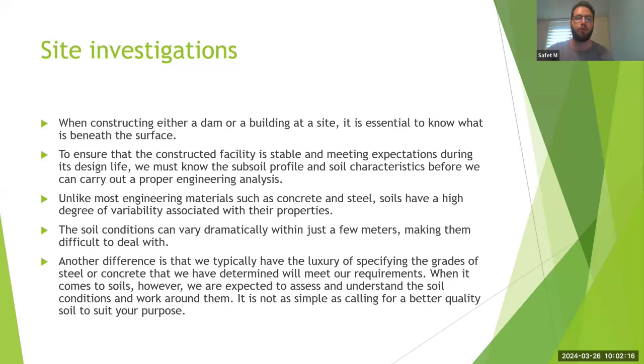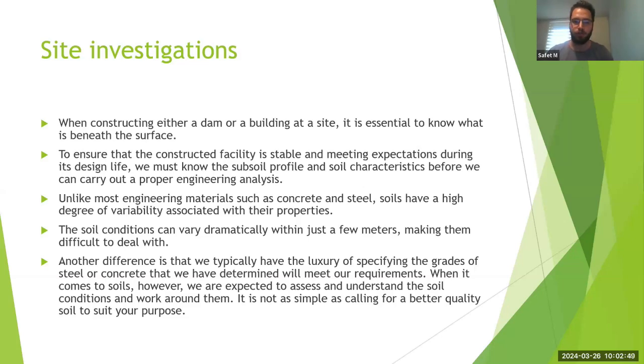Of course, before you design the geotechnical investigations, you will have the architectural plan of the design, so you actually know what you're dealing with. Unlike most engineering materials, such as concrete or steel, soils have a high degree of variability associated with their properties. When we speak about steel and concrete, we know a lot about them. We know a lot about man-made materials.